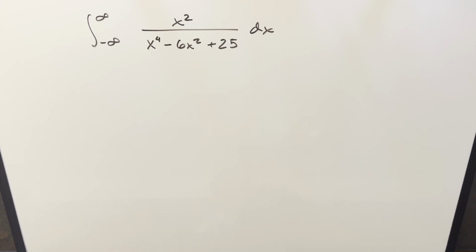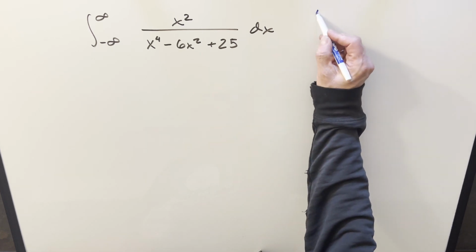Okay, we have here today an interesting integral. We've got the integral from minus infinity to infinity, x squared over x to the fourth minus 6x squared plus 25 dx. Okay, to get started with it, I want to do something maybe a little strange. It's probably going to seem like it makes it worse.